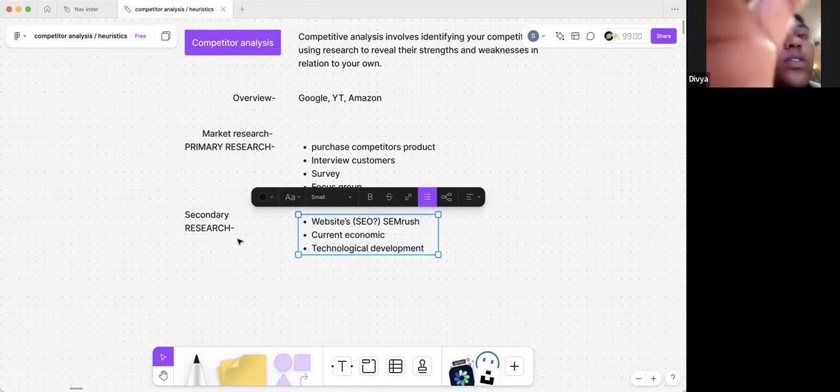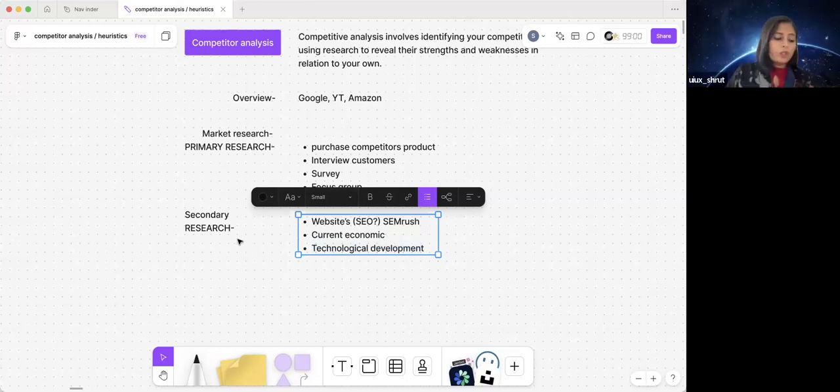Okay, so then we have technological developments. A very good example to understand development in the UI is AR, VR, and AI. It's also related to products. Now let's understand the product first.